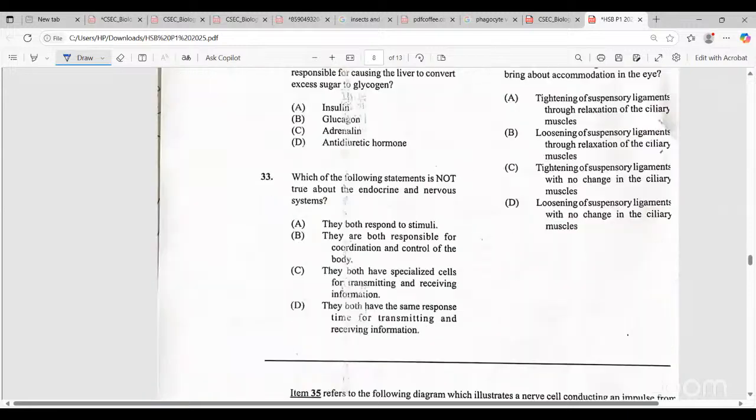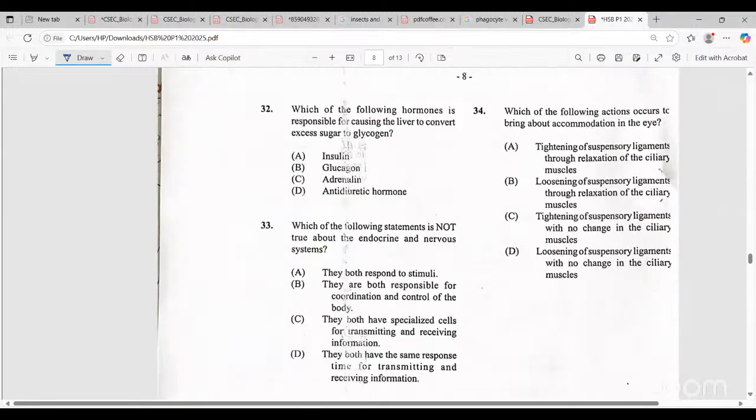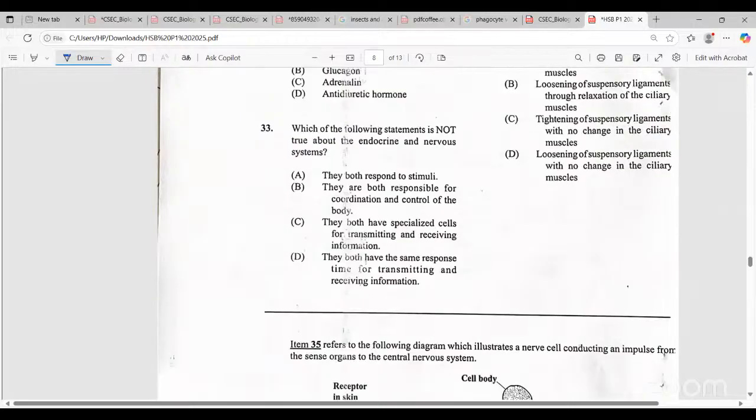32, which of the following hormones is responsible for causing the liver to convert excess sugar to glycogen? And of course, excess sugar to glycogen is insulin. 33, which of the following statements is not true about the endocrine and nervous systems? And we see here they both have the same response time for transmitting and receiving information.